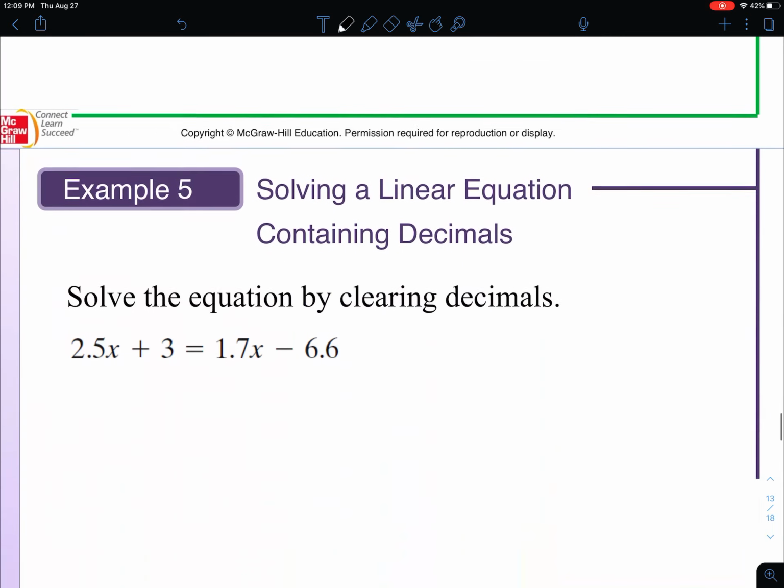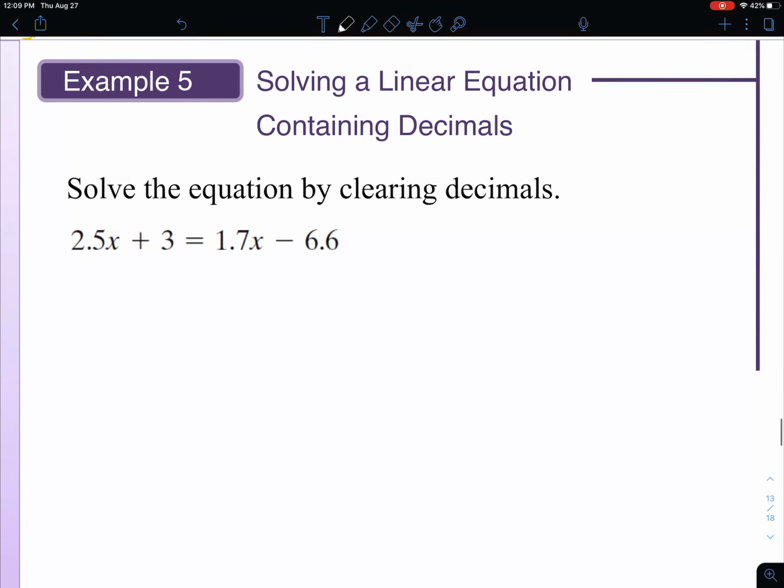So here we're going to do equations containing decimals. We're going to clear the decimals. Now, if I have one decimal place, that's a tenth, right? Which means that I can multiply everything by 10 to clear out those decimals. Depending on the number of decimal places that it has, that's what you're going to multiply it by. So if I do 2.5 times 10, I get 25. So that's 25x plus 30 is equal to 17x minus 66, right? So 6.6 times 10 is 66.